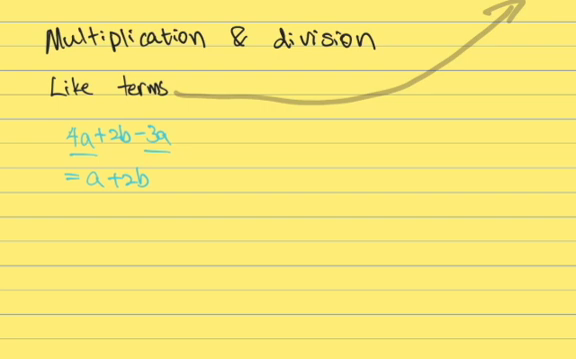However, in multiplication and division, any two terms, like or unlike, can be multiplied together to produce a single term, which is different from addition and subtraction. For example, x minus y. You can't really solve this because x and y are not like terms. However, in multiplication and division, we can actually times x and y together, which equals xy, as well as x divided by y equals x over y.